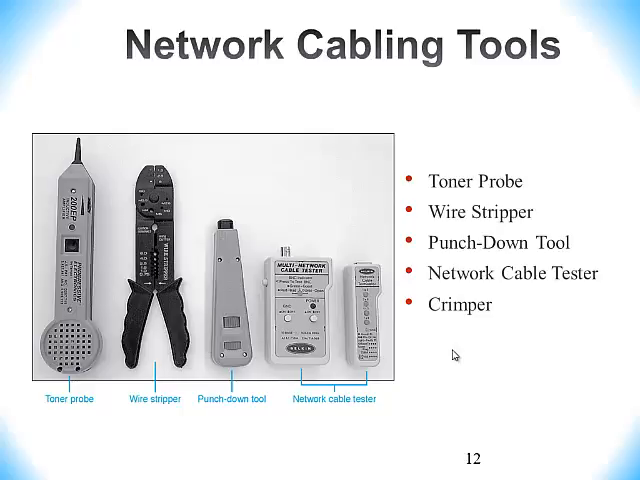You have a wire stripper, which is used in creating straight through UTP patch cables or crossover cables. You have a punch down tool, which is used to connect network cables to a patch panel or phone cables to a punch down block. A network cable tester is used to check coax and UTP cabling. A crimper is used to permanently attach an RJ45 or RJ11 connector to a cable.